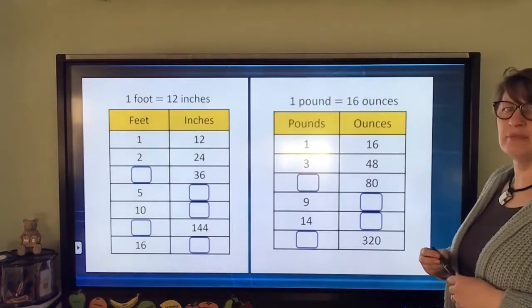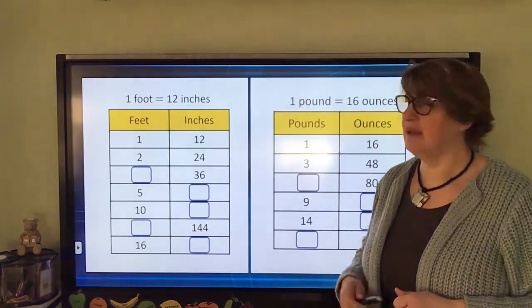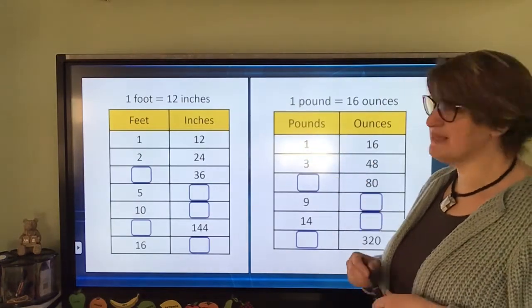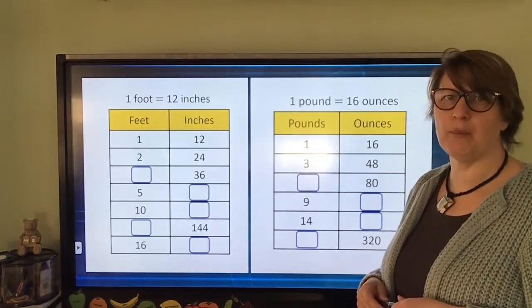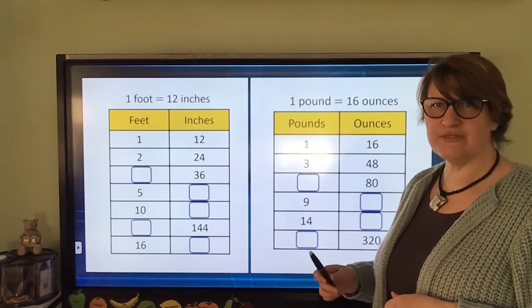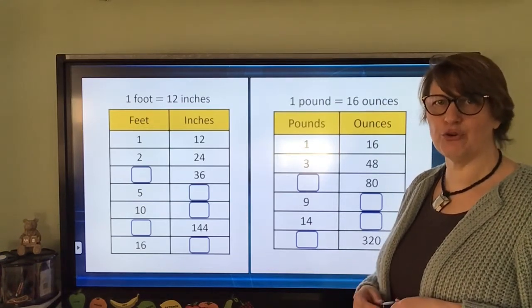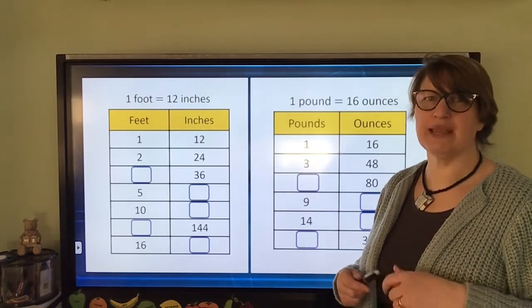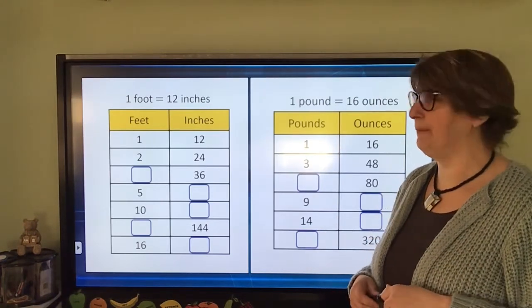So have a look at my conversions here. There's some already done for you. Can you complete those empty boxes? Can you think about what might go in there? Pause the video, have a go for yourself, and then we'll go through the answers. And we'll talk about how I would work it out. It might give you an idea about a quick way of doing it.